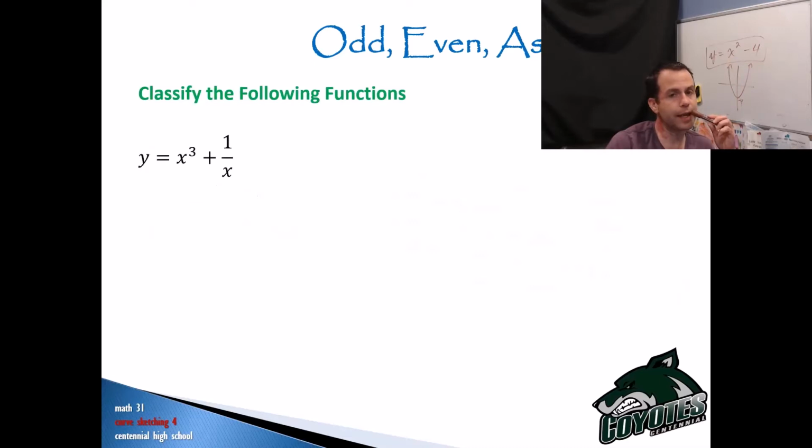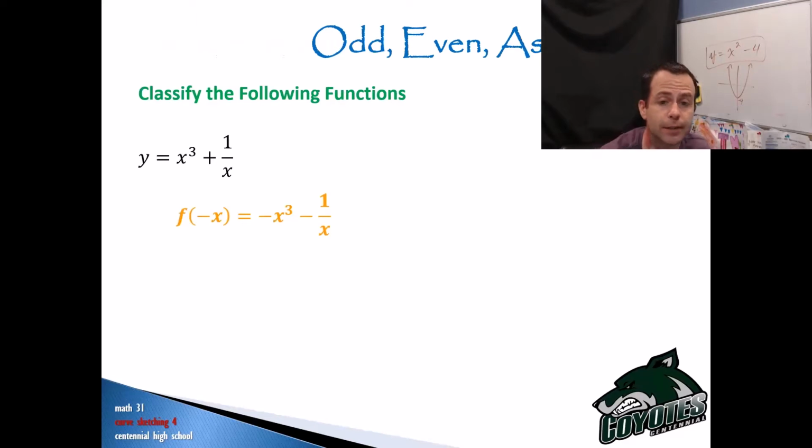Okay, y equals x cubed plus 1 over x. So the first thing I'm going to do is test f of negative x. That's going to give me negative x cubed minus 1 over x. So f of negative x is not the same as f of x. This is not an even function. Okay, so now I'm going to say it's not even, and I'm already halfway to checking to see if it's odd.